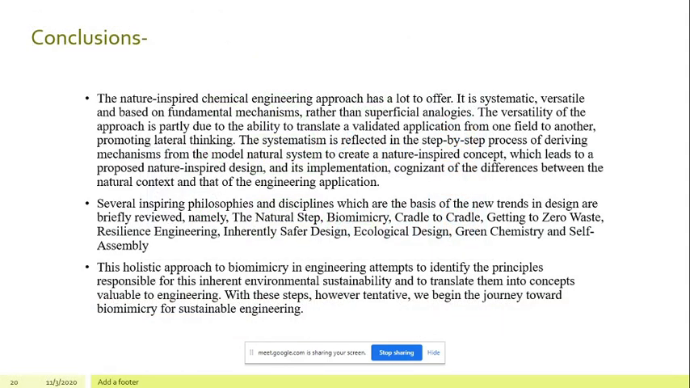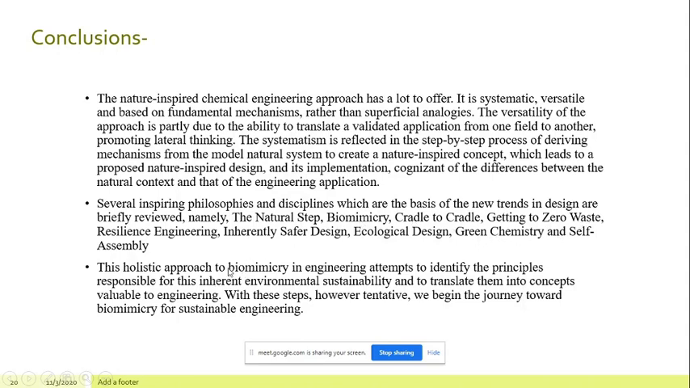So moving towards the conclusion, biomimicry has a lot to offer, and it is systematic, versatile and based on fundamental mechanisms rather than superficial analogies. It uses the basis of the working of biology, and it takes that principle and uses it in any other design basis. There are several such philosophies such as the natural step, biomimicry, getting to zero waste, and green chemistry, etc.